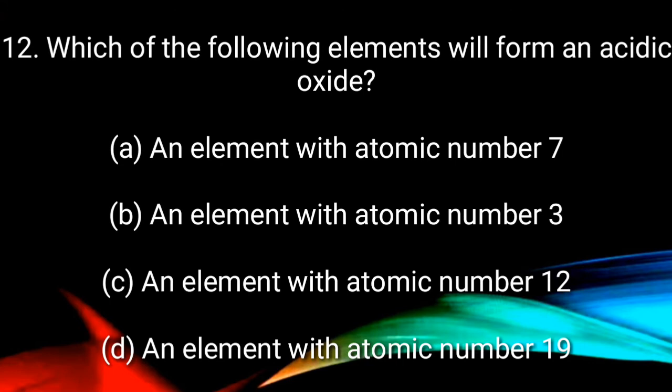Which of the following elements will form an acidic oxide? Option A: an element with atomic number 7. Option B: an element with atomic number 3. Option C: an element with atomic number 12. And option D: an element with atomic number 19.